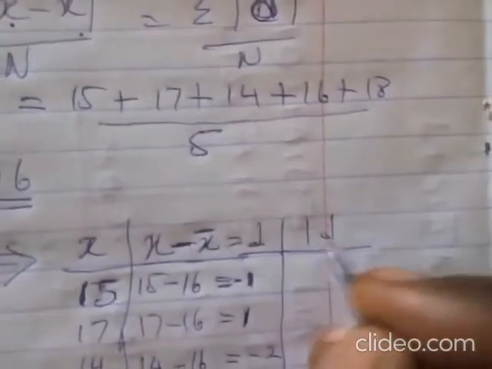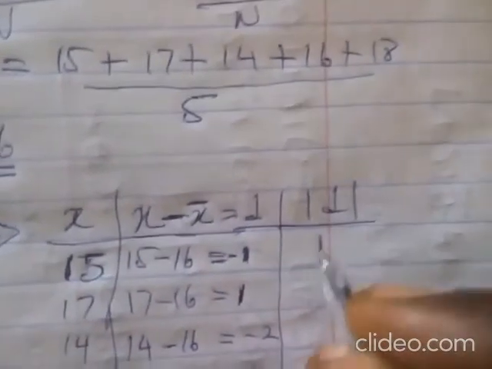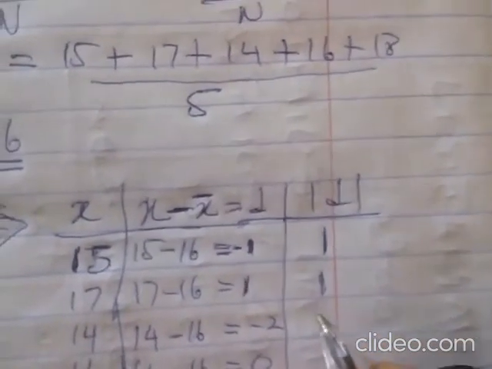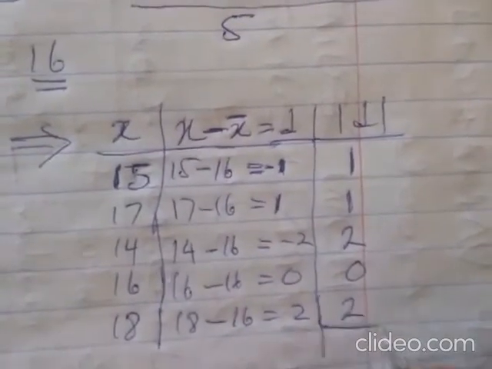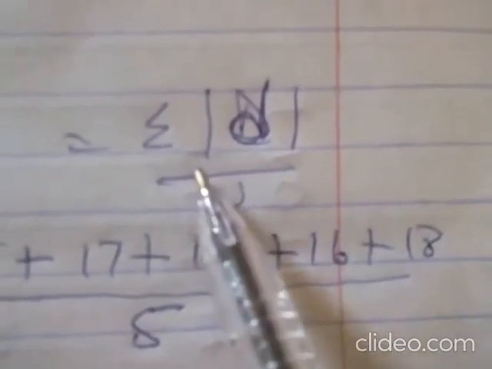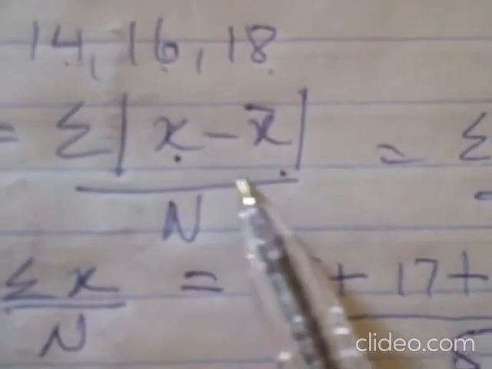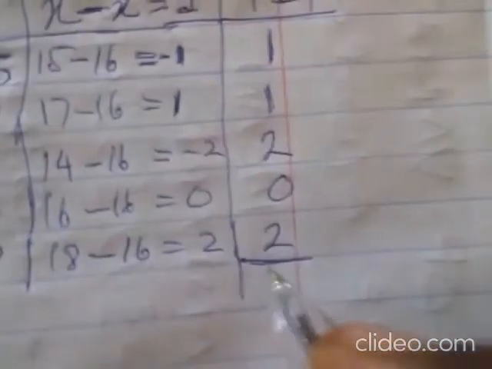So what's now our modulus d? Absolute value. Minus 1 is automatically 1. 1 is 1. Minus 2 is 2. 0 is always 0. And 2 is 2. So now this formula comes in. What's the summation of d? That's the summation of x minus arithmetic mean. Summation of d, if we add everything up, gives us 6.